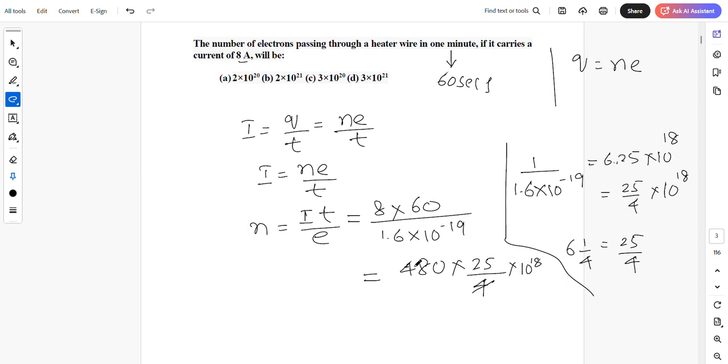Now how many times does it go? 120. Okay, 120 into 25 is how much? 12 into 25 is 300, so 120 into 25 is 3000 into 10^18. That is 10^3 added up, so 3 × 10^21. So N is equal to 3 × 10^21 is the right answer.